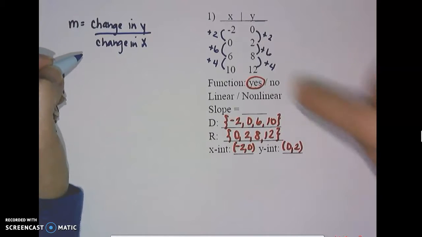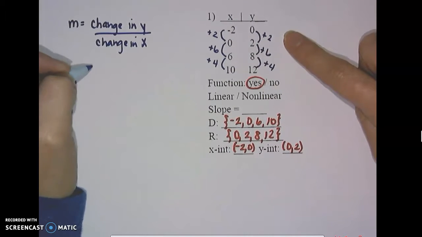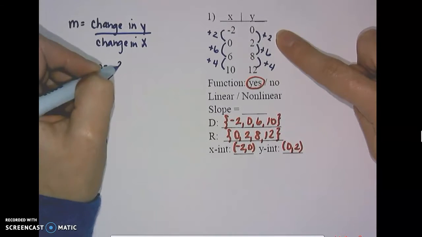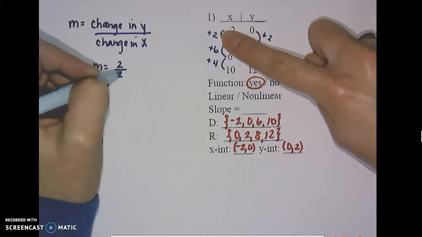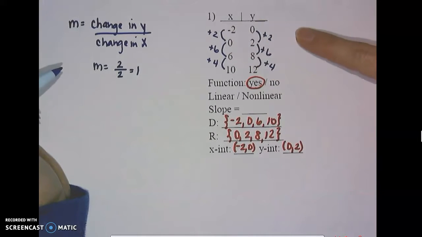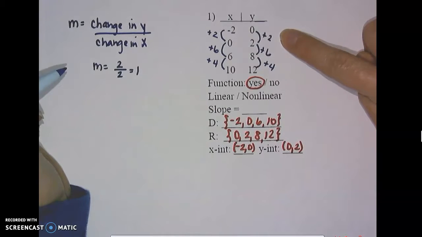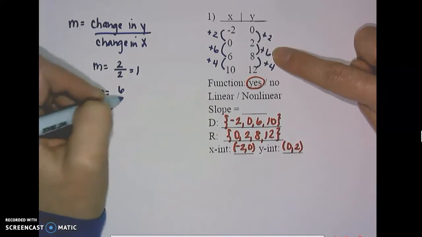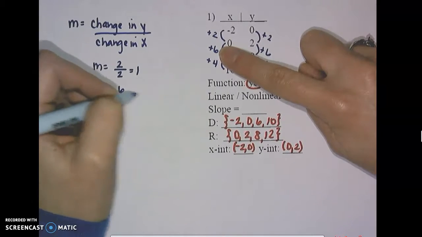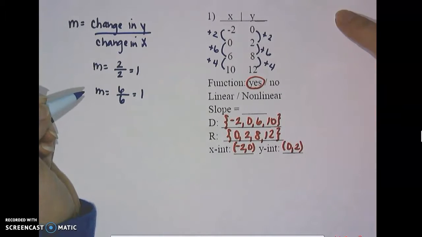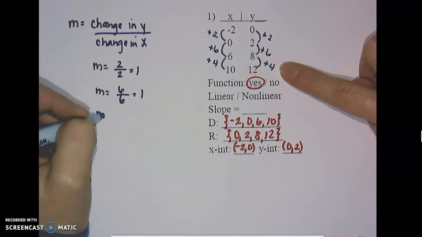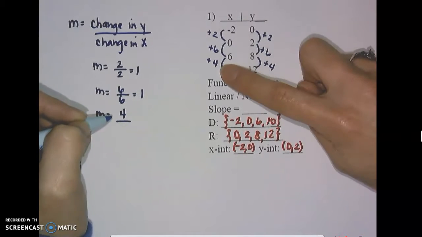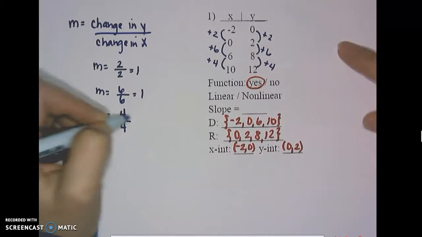So for these first 2 points, the change in y was 2, and the change in x was also 2. So that means that the slope between those 2 points is 1, or 1 over 1. The next set of points, our change in y was 6, our change in x was also 6, which simplifies to be 1. Last thing, we have the change between these last 2 points being 4. The change in x's for those last 2 points is also 4, which means 1.